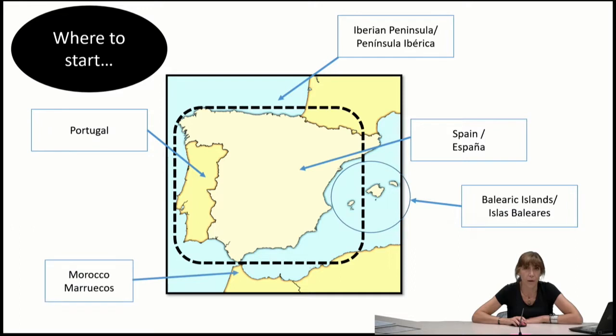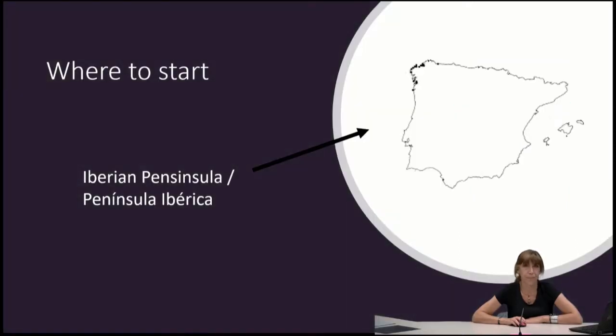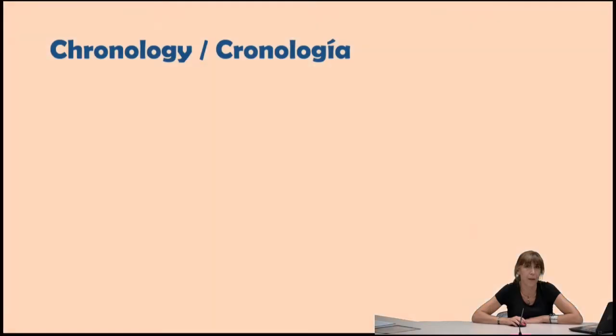And this is Morocco, Marruecos, and here we have Francia. But at the time when our history begins, there was no Spain and no Portugal, so we will refer to the territory as the Iberian Peninsula for the time being.